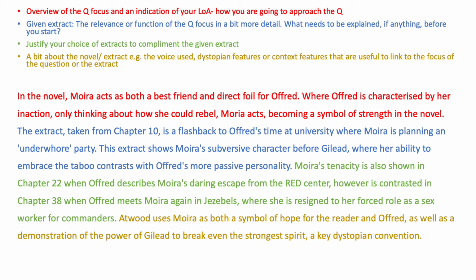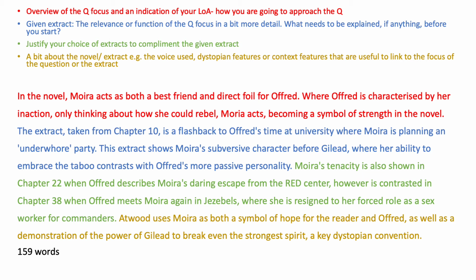Then just a bit about the novel or any dystopian features. Atwood uses Moira as both a symbol of hope for the reader and Offred, as well as a demonstration of the power of Gilead to break even the strongest spirit, a key dystopian convention. So it's only, I think, 159 words. So, maybe if you're handwriting it, maybe 8 or 9 lines long, but it covers all of those things really briefly.